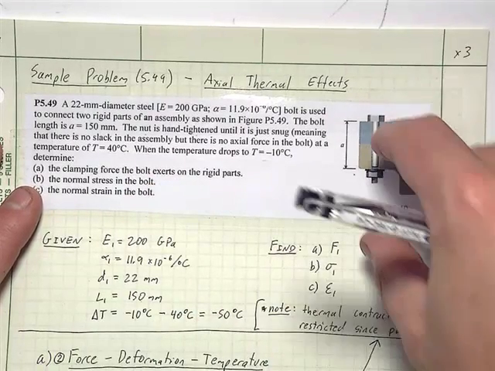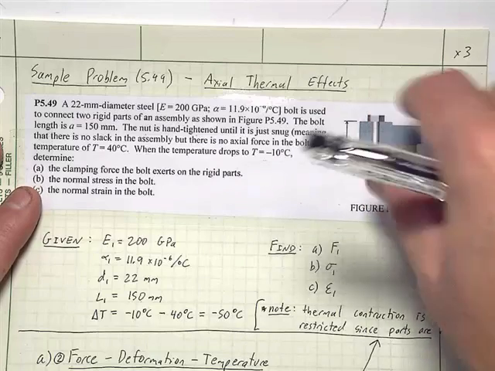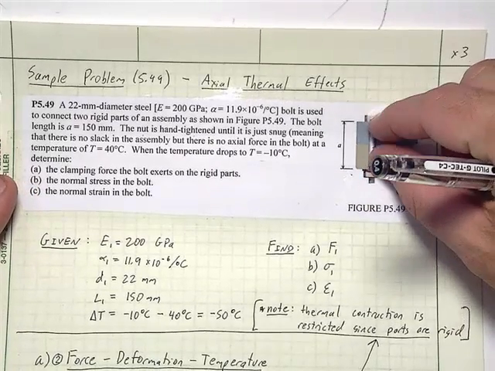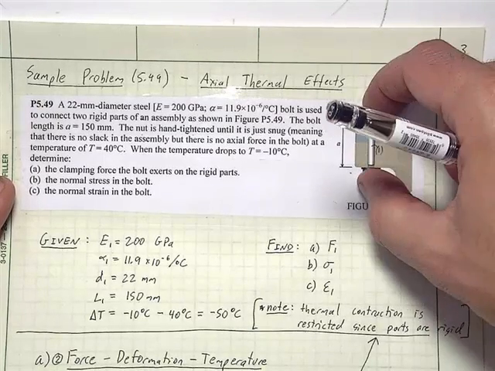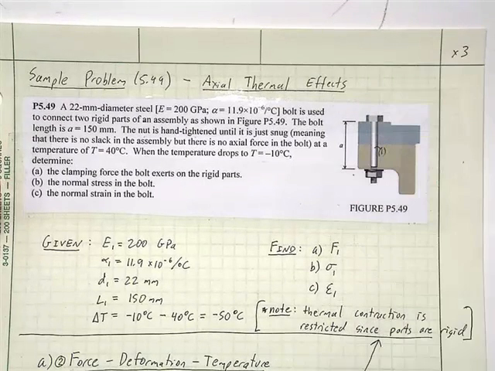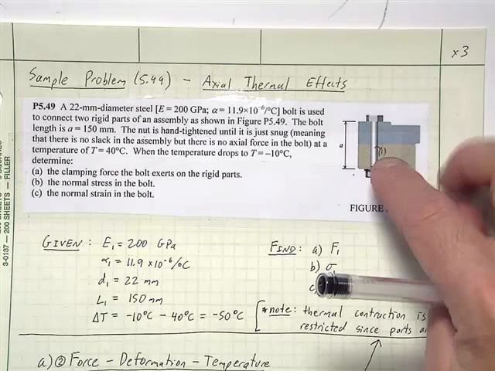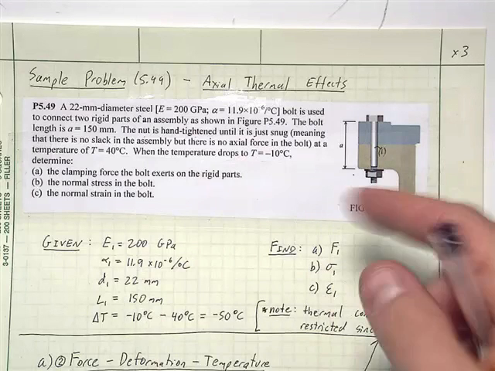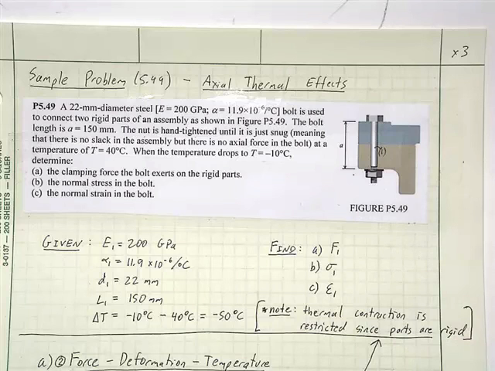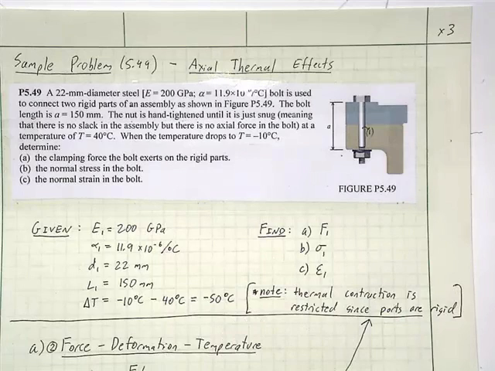So as the bolt cools, it's going to want to contract, but these are rigid parts, right? So that contraction is going to be restricted, and so it's going to exert some force on the rigid parts, where it's not going to cause any deformation because that's assumed to be rigid. Okay, what is deformable is the bolt itself here. So for that clamping force, we'll then determine the normal stress and normal strain in the bolt as well. All right, so here's all the properties given to us, including the temperature drop of 50 degrees, and there's what we're finding.